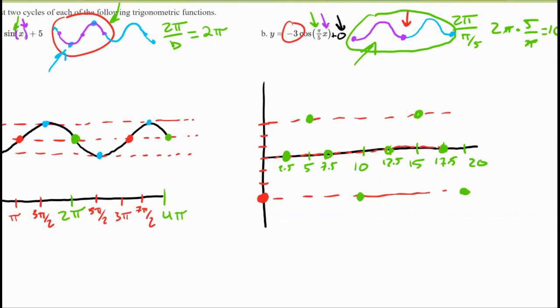And when I connect all these points, you should see the familiar shape of it going up and then back down. First cycle and second cycle. So yes, it looks like this up here. So it seems like we are good to go.